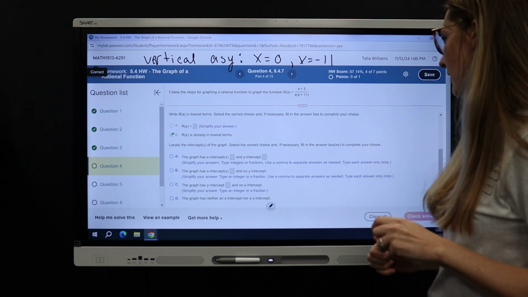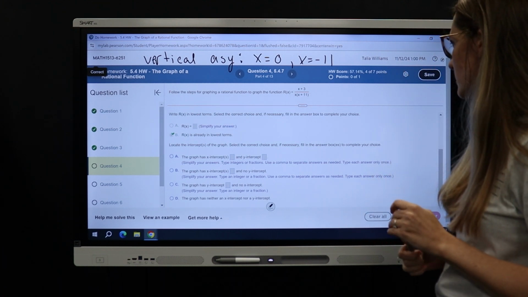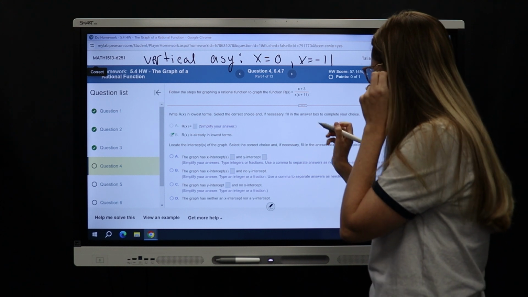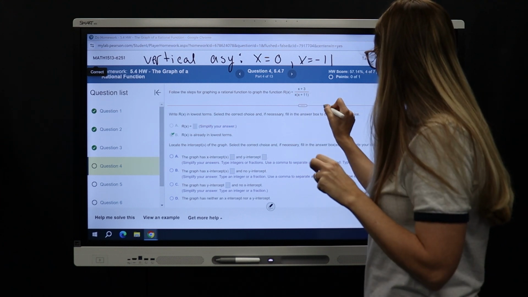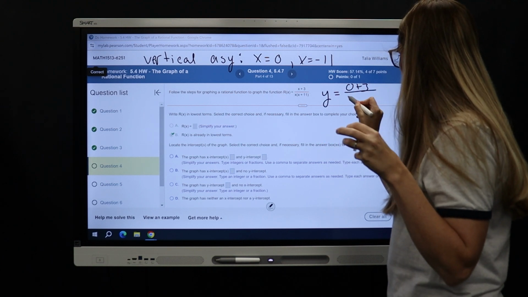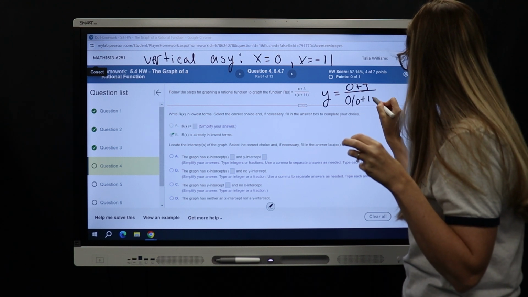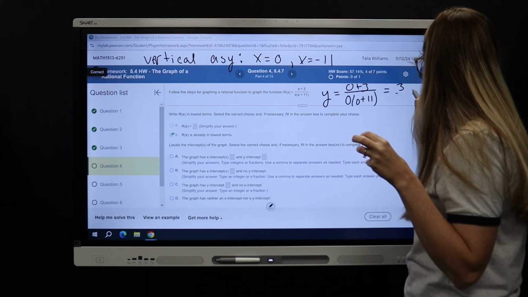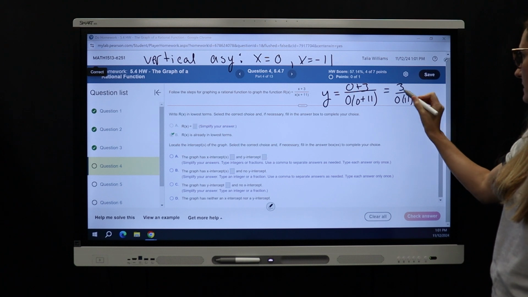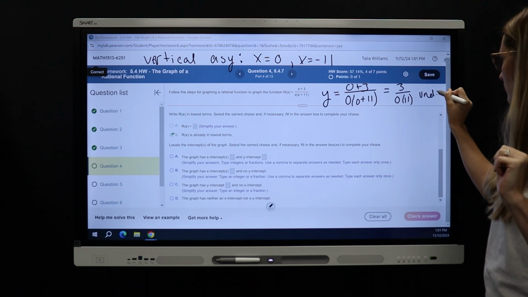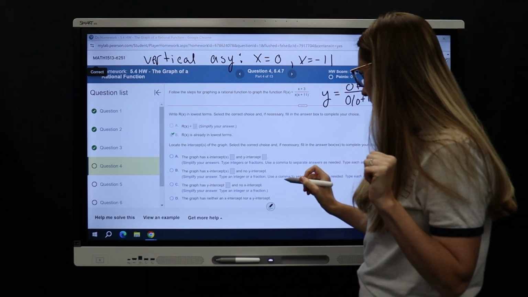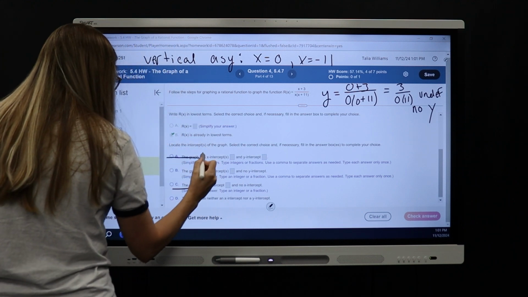Locate the intercepts of the graph, select the correct choice, and if necessary, fill in the boxes. So we're looking for x-intercepts and y-intercepts. Let's go ahead and do y first. So we're going to set r of x as y, and then we're going to put 0 in for all of our x values. So 0 and then 0 plus 11. So this would be 3 over 0 times 11. Since there's 0 on the bottom here, this is undefined. So we have no y. So we're going to have to use b.